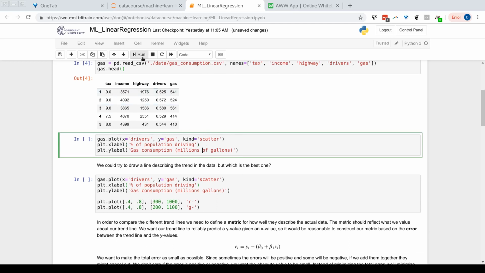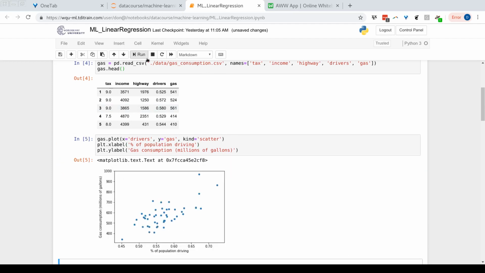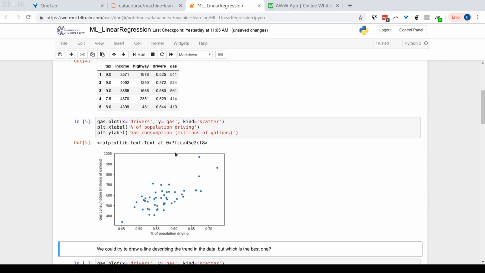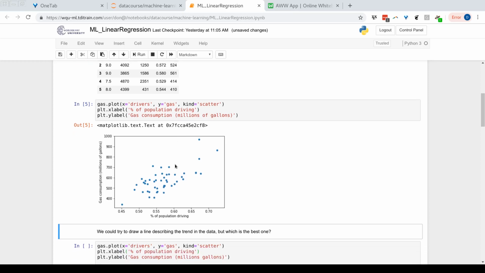Let's go ahead and plot only one of these features. Let's see how the value we're trying to predict varies with the percent of population that is driving. So we do that there. So we see our graph here, our simple graph. And notice there's a general trend when we plot our data. Generally, as this percentage increases, the gas consumption also increases. There is a trend. So the question is, where should we draw a line that's going to best fit this data? Where should I position it? What slope and what intercept should it have to best fit the data?